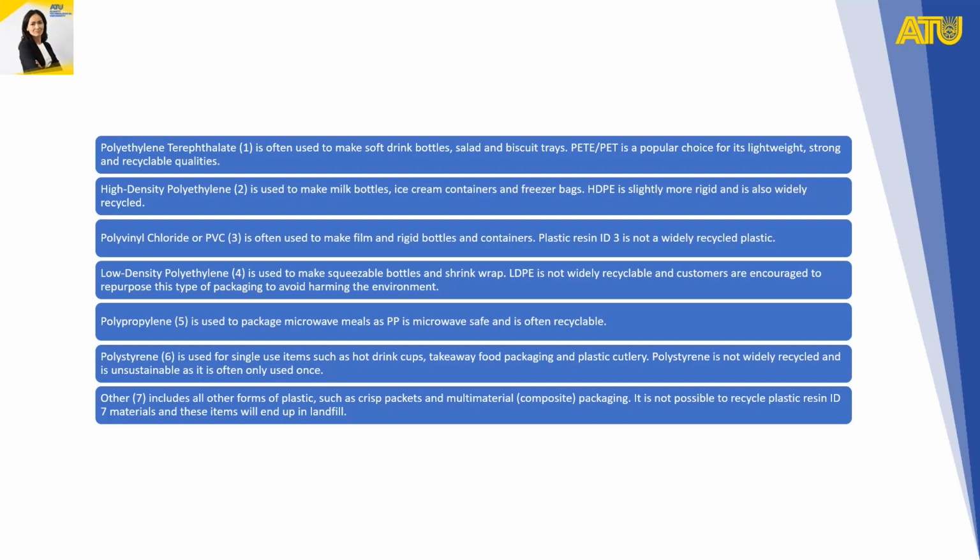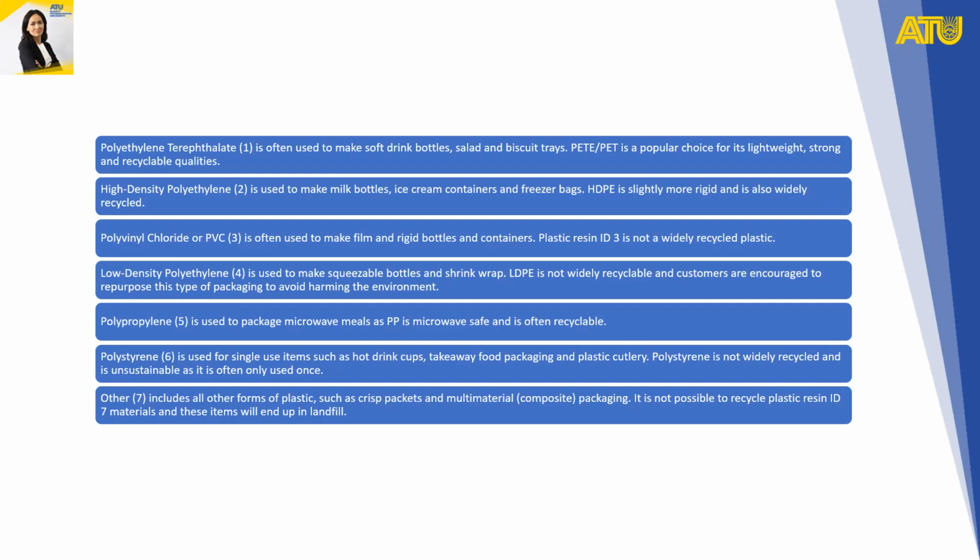What are plastic materials for packaging? We have polyethylene terephthalate. It is often used to make soft drink bottles, salad, and biscuit trays. It has the abbreviation PET. PET is a popular choice for its lightweight, strong, and recyclable qualities.